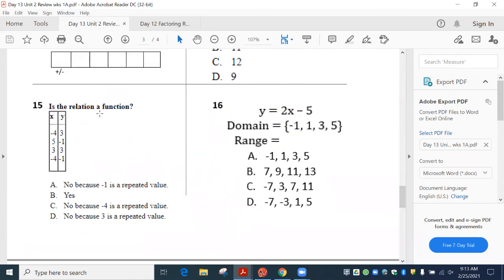Do y'all remember how to tell if something's a function? Let's know this. All right, so you look only at the x's, and the numbers are not allowed to repeat. If they repeat, then it's not an option. So the 2 negative 4s is what repeat. So it's not a function because negative 4 repeats.